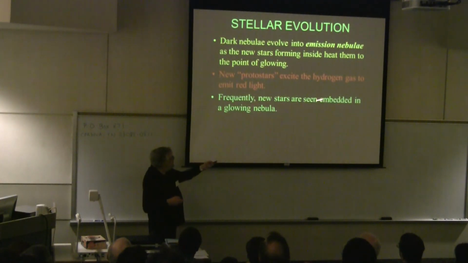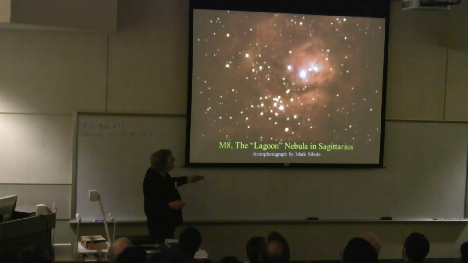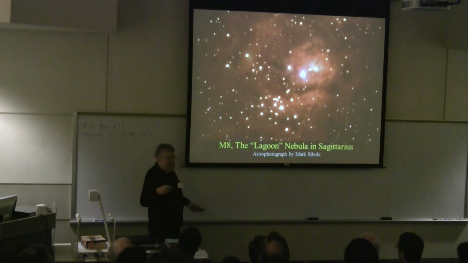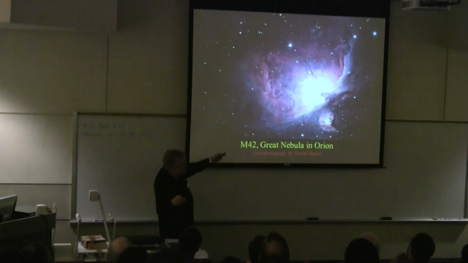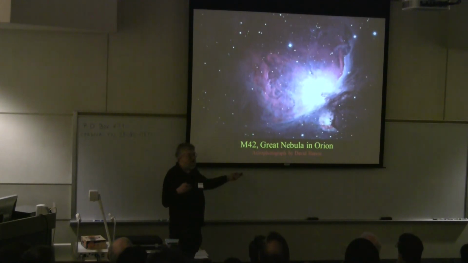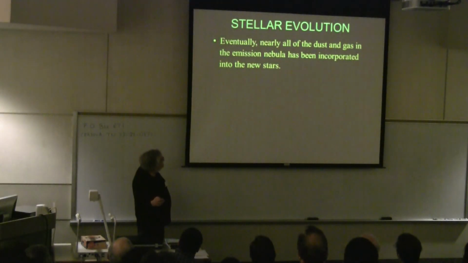Frequently, you'll see the new stars embedded in a glowing nebula. And again, the Lagoon and Orion, we'll see right up in here. Those fuzzy-looking stars, those are fuzzy-looking because they're inside the cloud of gas, and they're causing it to heat up and give off the light. Same in the Orion Nebula. This is kind of an overexposed picture. It actually looks better through our telescopes. You can see more detail because your eye has a tremendous range of sensitivity, whereas film and even CCD doesn't. But inside here you can see a lot of detail that doesn't show up in the picture.